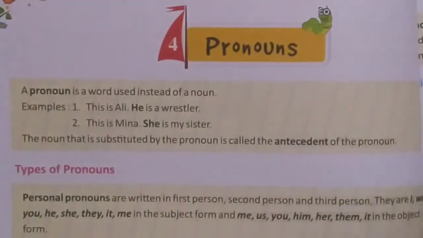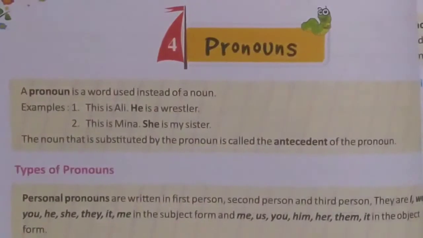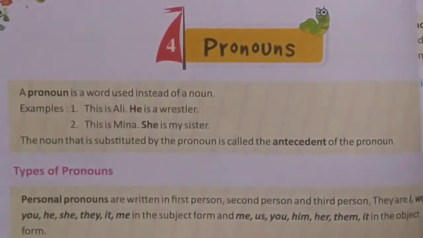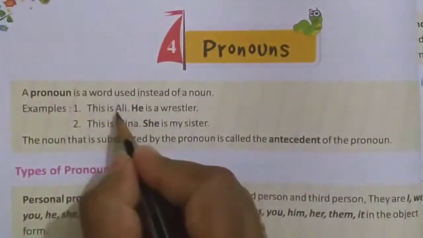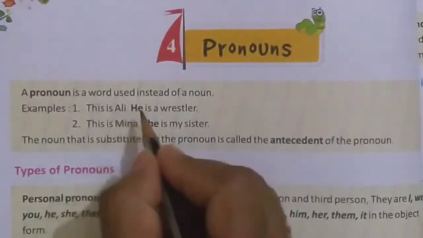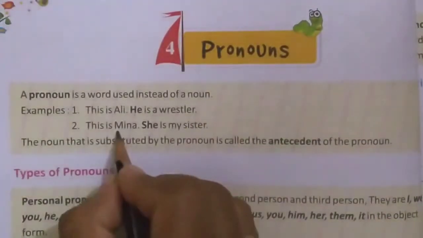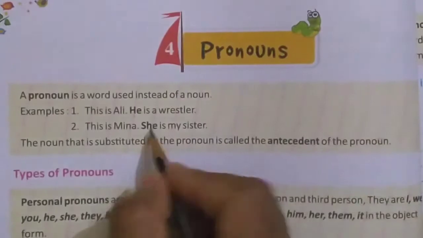Here two examples are given to you. Like this is Ali, he is a wrestler. ये अली है और वह एक रेसलर है. This is Meena, she is my sister. You see here in this example, Ali is a boy. So in place of Ali, we use he, and for Meena, this one is a girl, we use she.